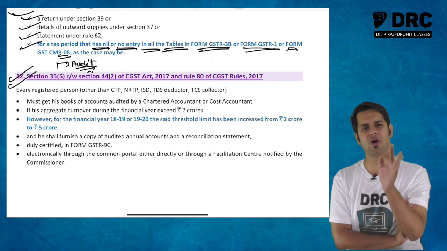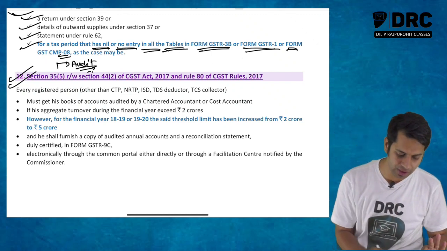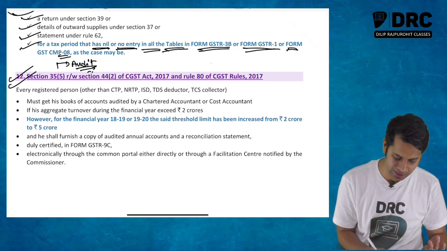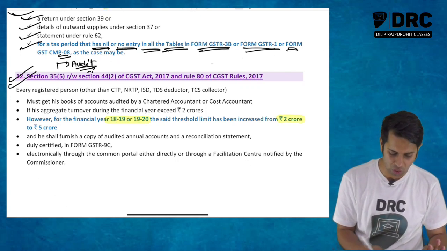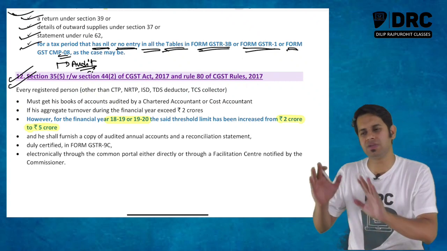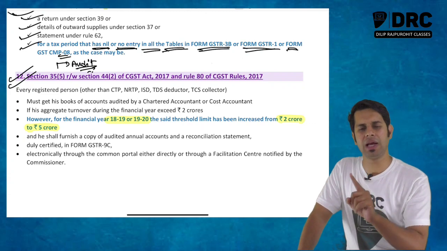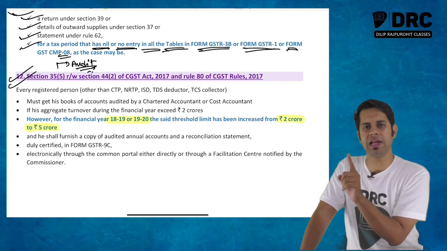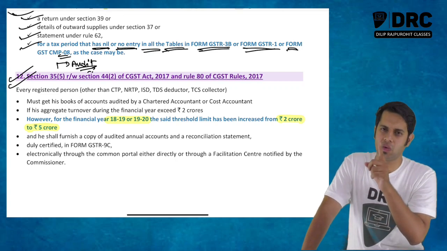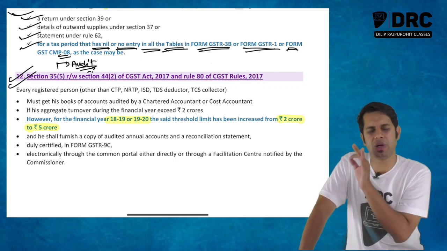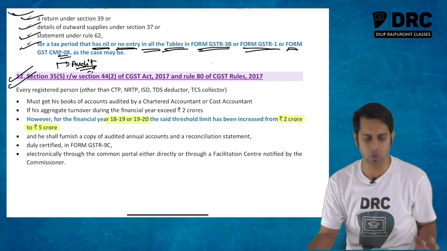Now they have told, for the financial years 18-19 and 19-20, this limit is increased from 2 crores to 5 crores. So an audit will be required to be done for the financial years 18-19 and 19-20 only if the aggregate turnover of that particular registered person or taxpayer exceeds 5 crore rupees.